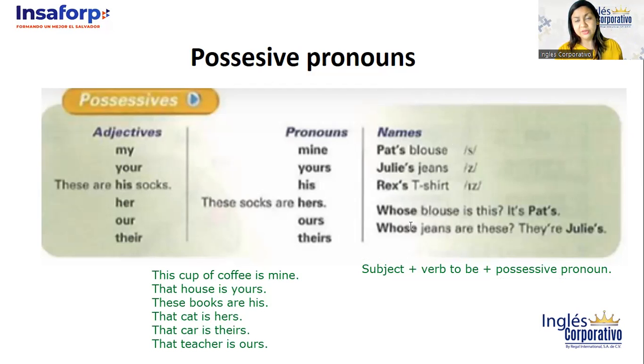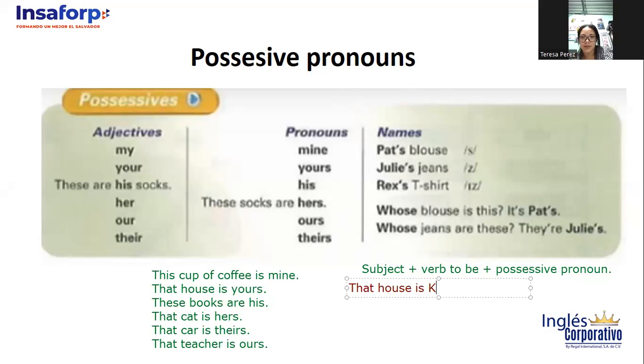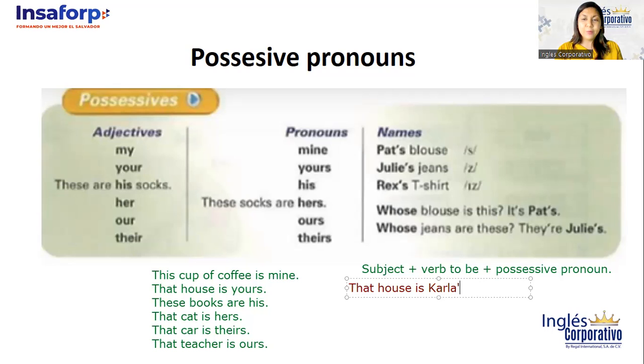Ahora, aquí si se fijan donde dice names, hay también una forma de indicar posesivo, para indicar que algo es de alguien. Vamos a ver esos mismos ejemplos. Por ejemplo, that house is yours. Le voy a cambiar el color. Esa casa es tuya, ¿verdad? Pero quiero decir que esa casa es de Carla. Entonces diría yo, that house is Carla's. Carla, apóstrofe S. That house is Carla's. O sea, esa casa es de Carla.